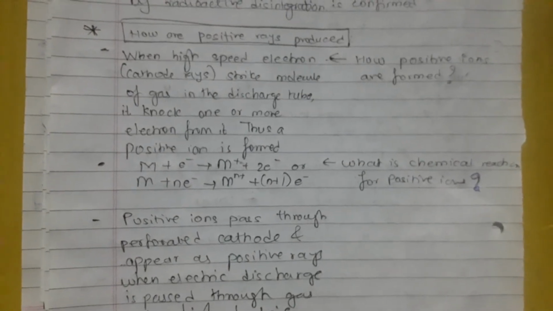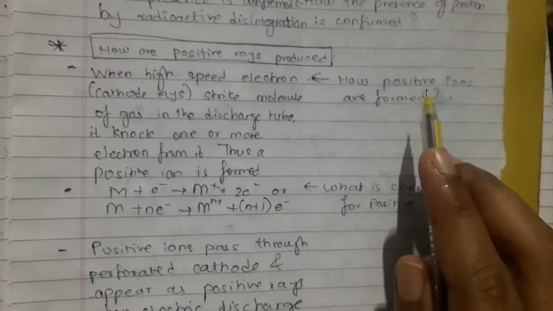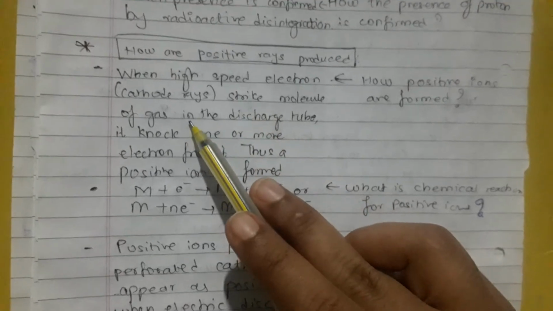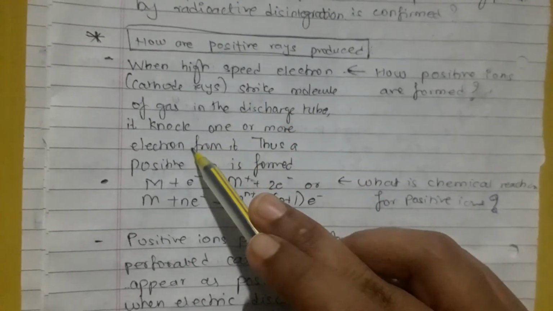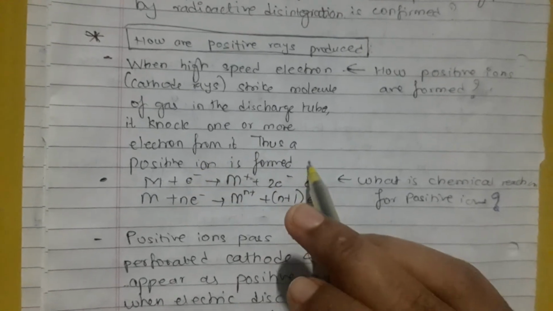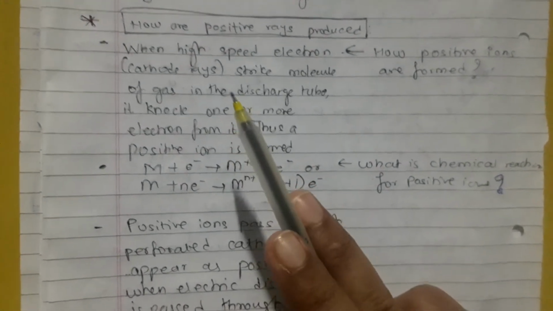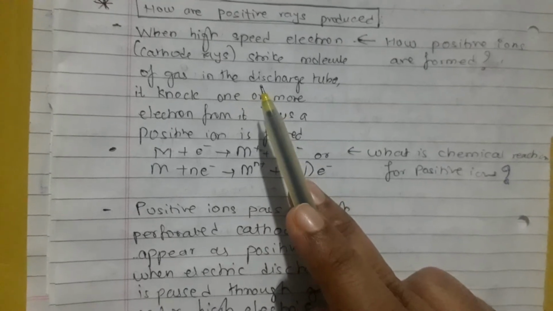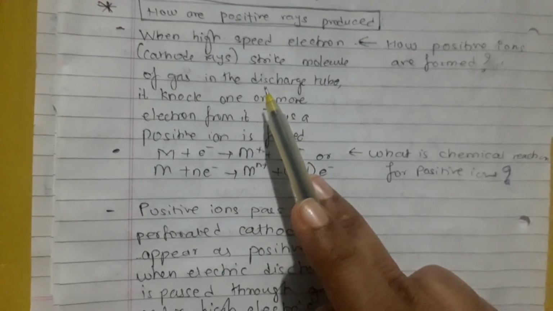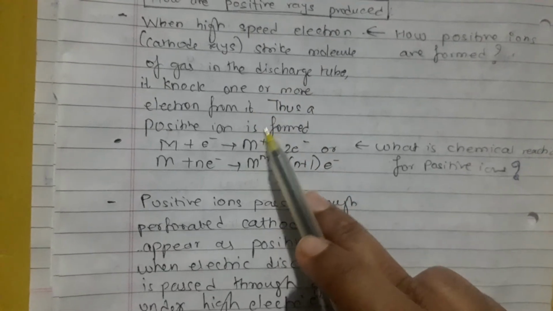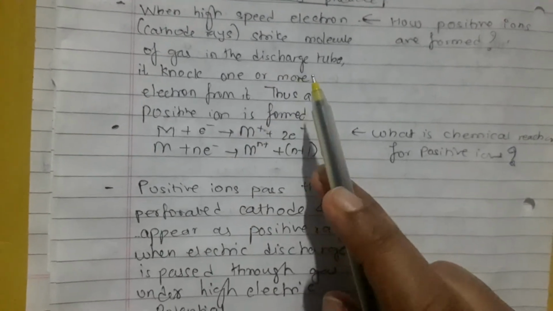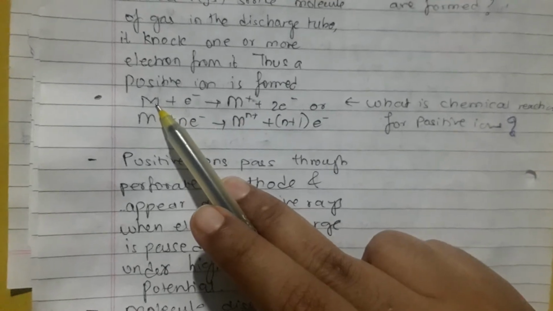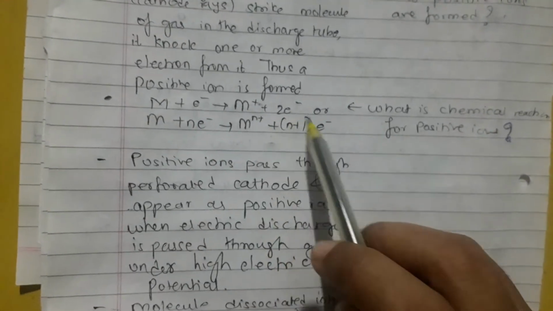How are positive rays produced? How are positive ions formed? When high-speed electrons, the cathode rays, strike a molecule of gas in the discharge tube, they knock one or more electrons from it. Thus, a positive ion is formed. Whenever electrons ejected from the cathode strike the gas molecule, the gas dissociates and forms positive ions in the discharge tube.